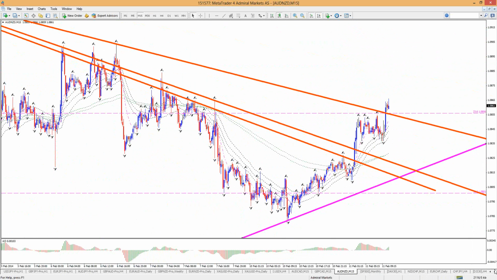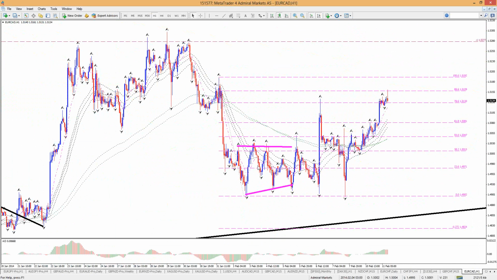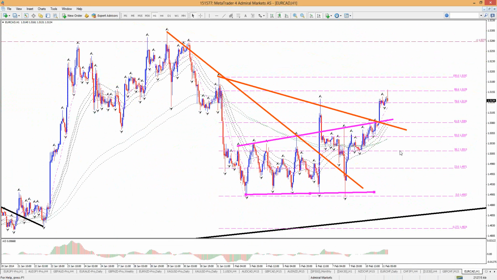Let me take a quick look at some other CADs, maybe the EuroCAD. EuroCAD was pretty choppy as well, but did break out of all the resistances that I can see at least. Whatever trend line we put on, it's broken. So here too, just like the pound CAD, there's a potential for price to pull back to support and then bounce off that support to the upside.